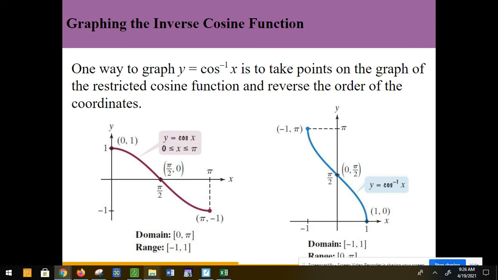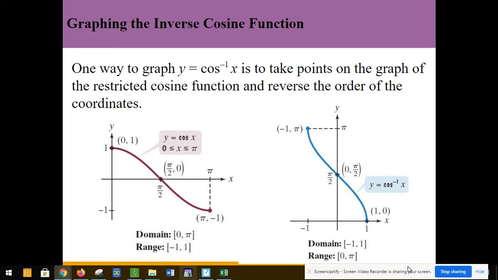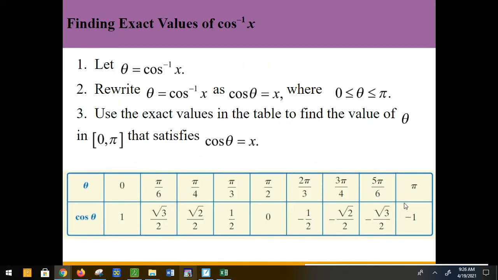Notice how this one's a little different in terms of it actually basically made it do a phase shift when you took the inverse. So the domain of the original was 0 to pi. The domain of the inverse is now negative 1 to 1. The range of the original was negative 1 to 1, and now the range is 0 to pi. Notice how the range of the original is the domain of the inverse, and the domain of the original is the range of the inverse. And that's because we flipped x and y by finding the inverse.